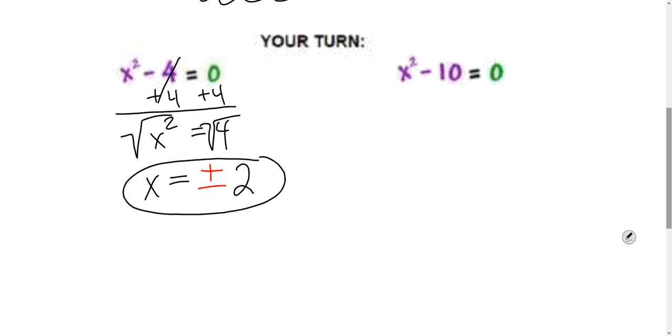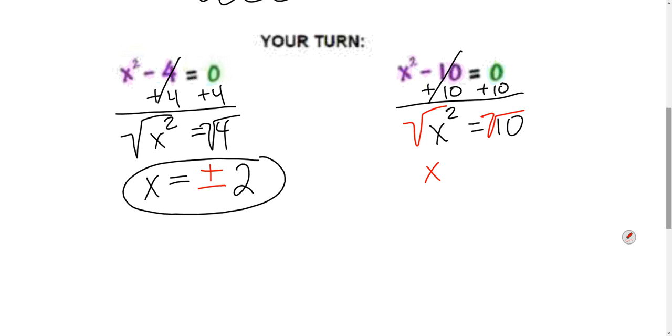The next question. The reason why I made the next question is because I want you guys to understand that these numbers don't have to always end up as perfect squares. And what that means is, when you square root it, it's not always going to work, and that's okay. So in the next example, I have x squared minus 10. We're going to add 10 to both sides. So if I have x squared equals 10, now I'm ready for the square root step. I square root that stuff. I end up with x equals plus or minus.